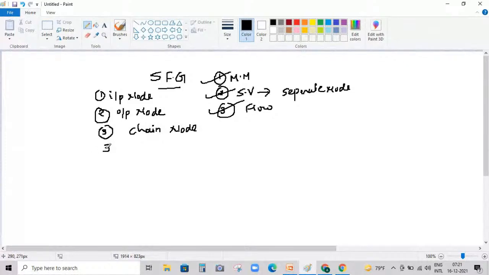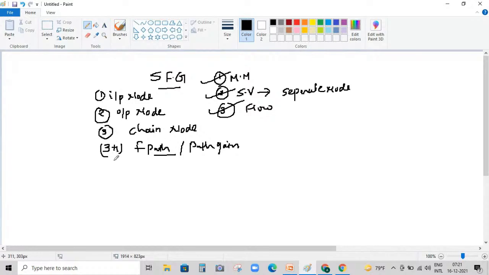Then we discussed the concept of forward path. What is a forward path? Forward path means nothing but we are trying to move from input node to output node. That is nothing but a forward path. Then we discussed the concept of path gain. Path gain is simply the product of the gains of branches which are responsible for the formation of that particular path. So that is called path gain. That is important. Path gain.